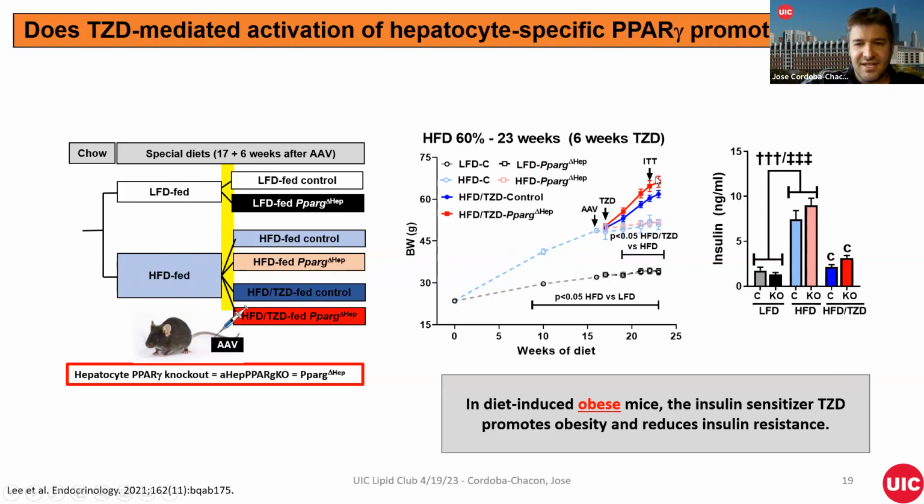As you can see, TCD increased body weight. This is one of the side effects of TCDs in obese patients. And they are good insulin sensitizers. So as you can see here, they reduce insulin, glucose levels were maintained, and insulin tolerance tests were improved. So that was telling us that the treatment was working.